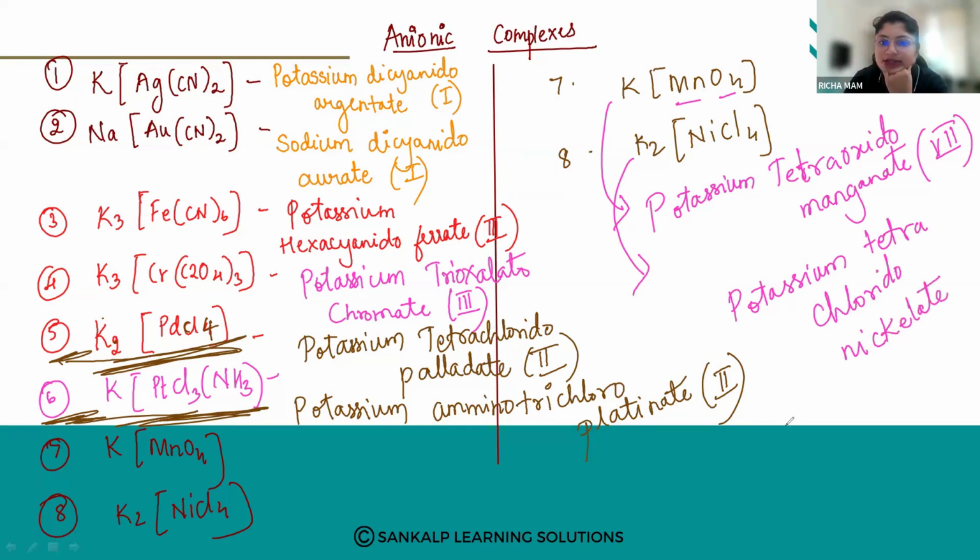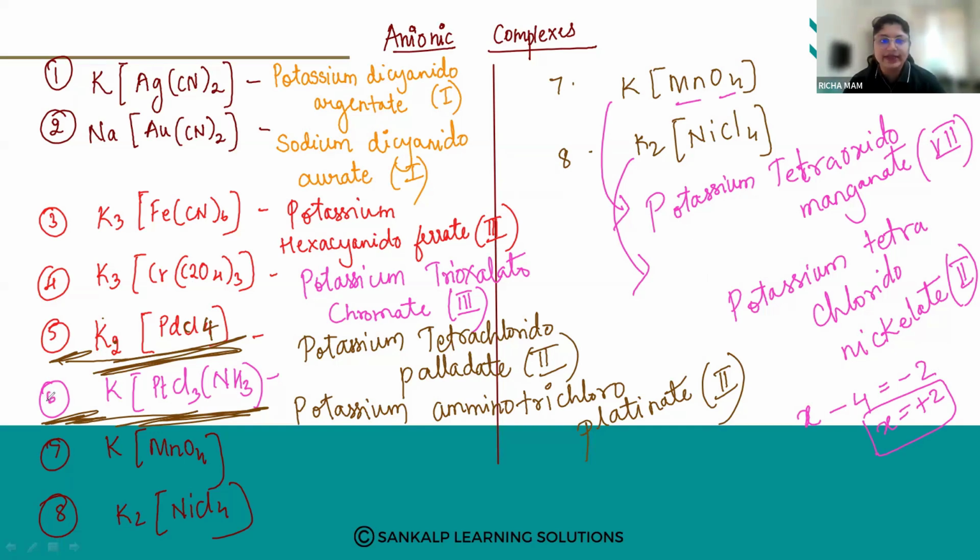So nickel x minus 4 equals minus 2. So x equals plus 2. So the charge is plus 2. Potassium tetrachlorido nickelate 2. Yes, very good. PP has answered it. Please see you don't make any mistake in spellings. Nickelate spelling is wrong, so don't make mistakes in spellings. Okay, fine. So let us go.